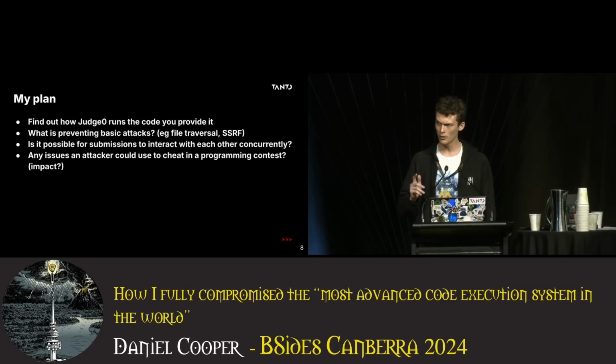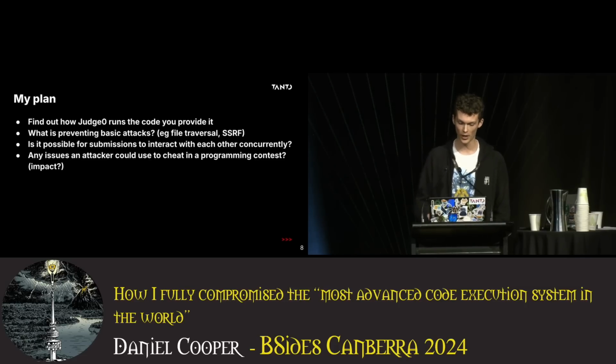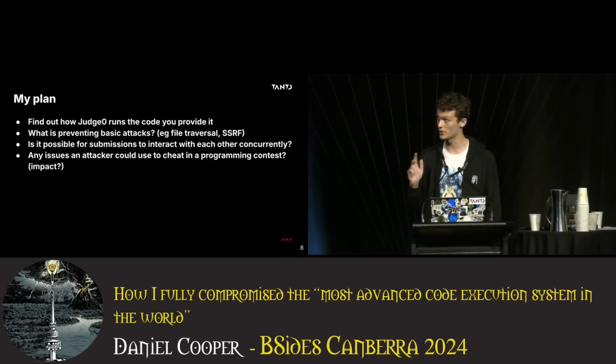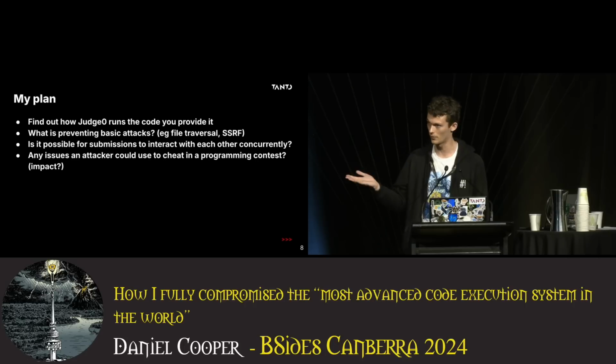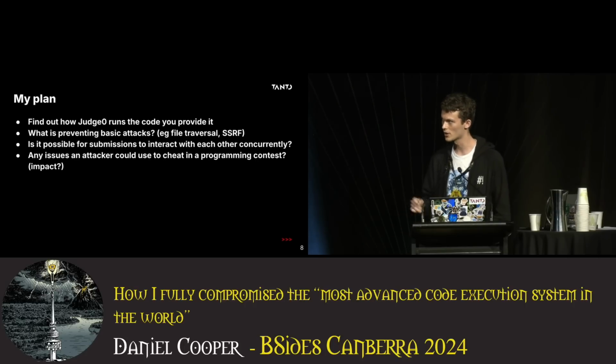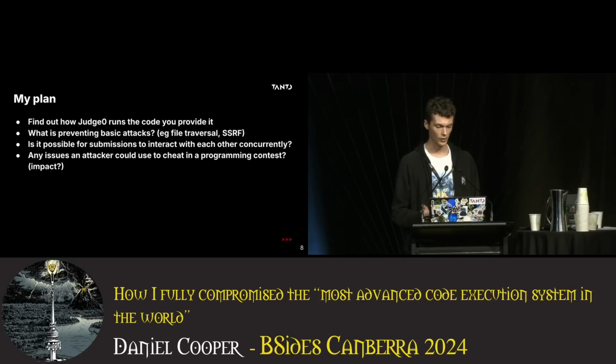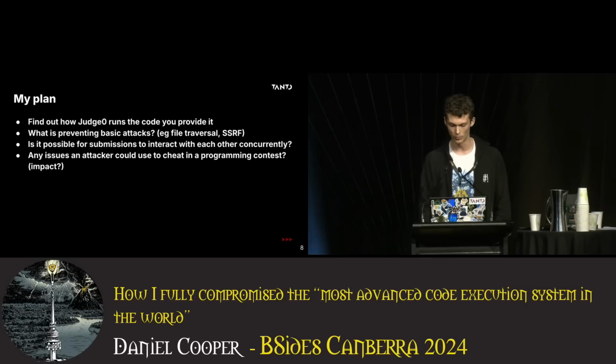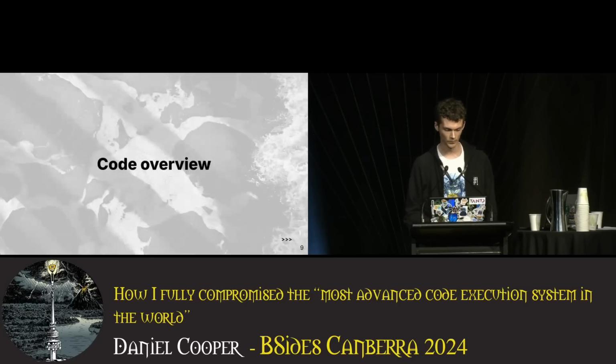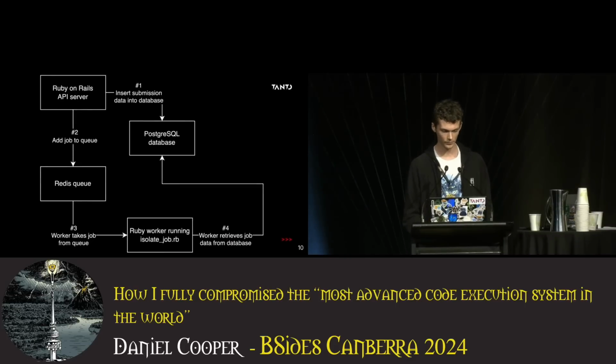My plan of attack for figuring out issues with this system was to find out how Judge Zero runs the code that I provide it. I wanted to find out what prevents me from just spawning a reverse shell and completely compromising the system. Can I read other submissions' files and use that to cheat in a competitive programming contest, which might be used by more sites than just my friend's small website? So without further ado, let's dive into the code.